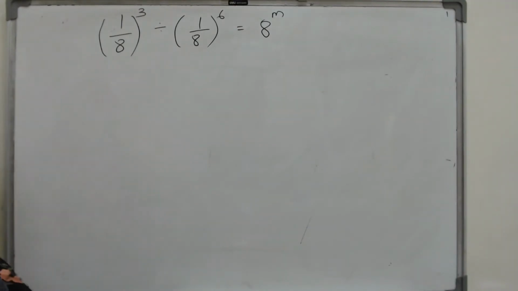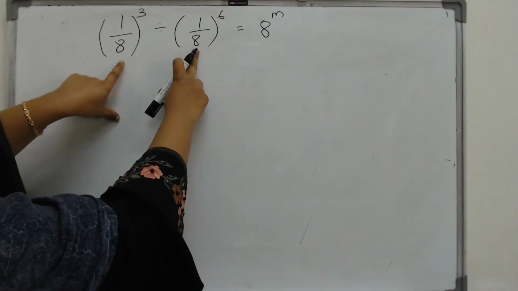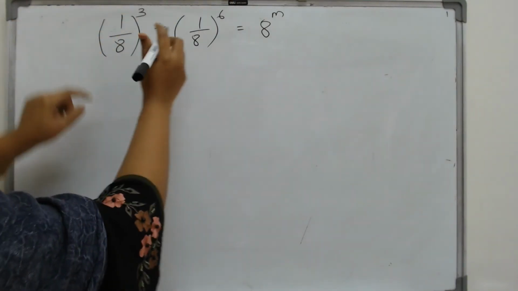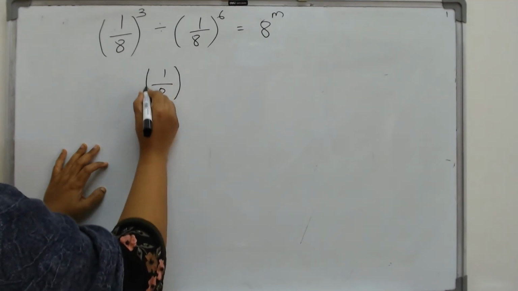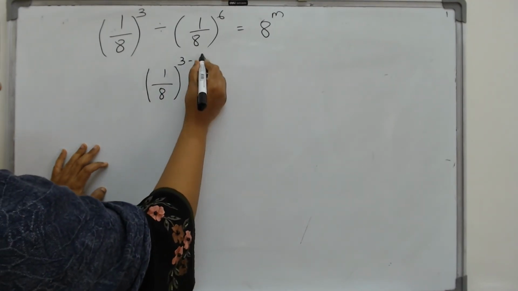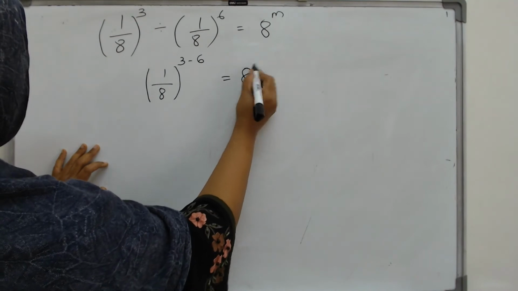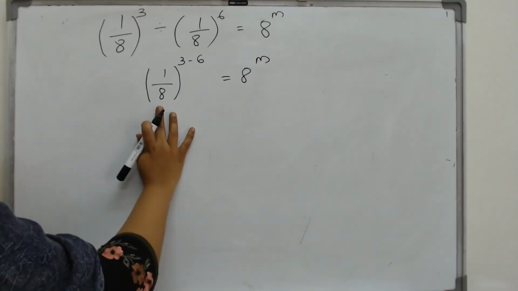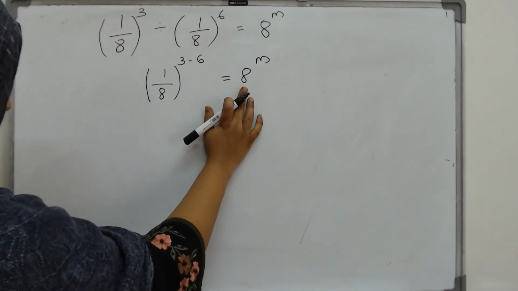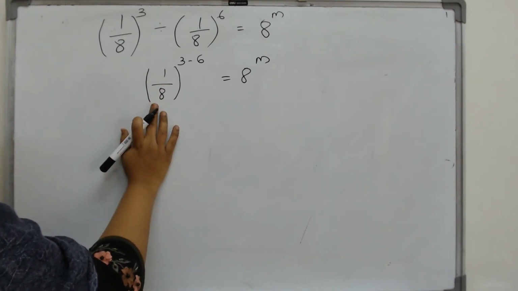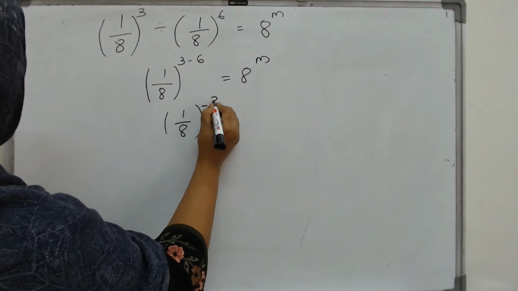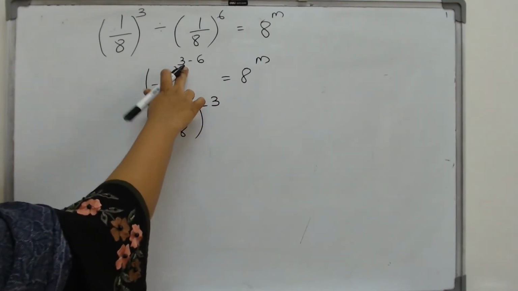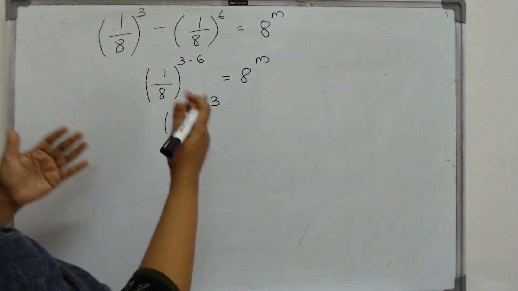Now what does this question tell you? You have the same base, different exponents and a divided by sign in the middle. That means this is the same as 8 raised to 3 minus 6. But then you see the difference in the base here. Here the base is 8, here the base is 1 by 8. So I'll first write the answer here. Raised to minus 3. 3 minus 6 would be minus 3.